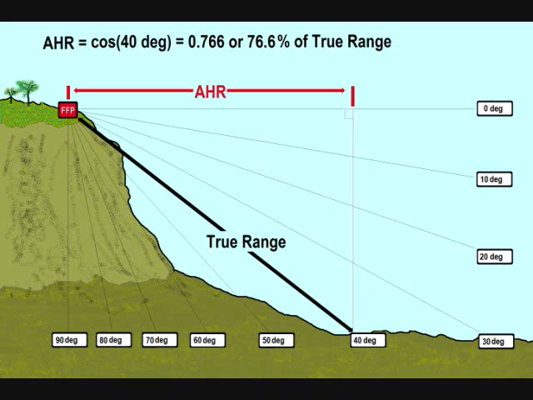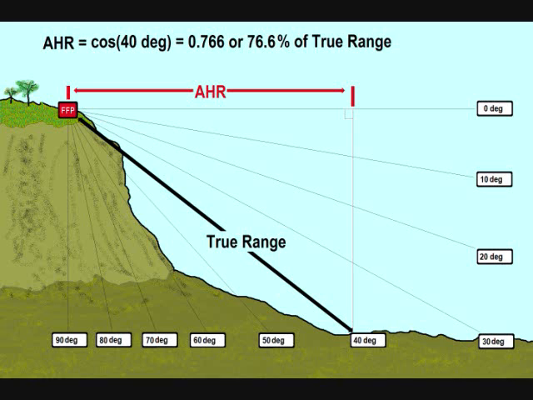You just take the cosine of the angle and you multiply that by the true range to get your actual horizontal range. So in the case of shooting uphill, you'd still simply adjust for the 76% of the true range, which should be 766 meters of that 1,000. So you'd have the exact same firing solution going up as you would coming down, which seems counterintuitive again.